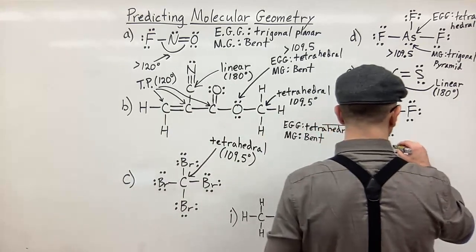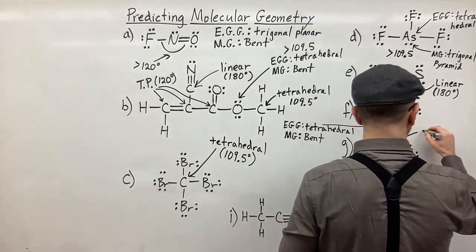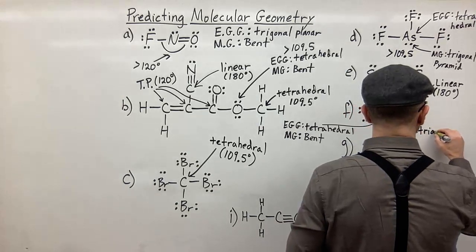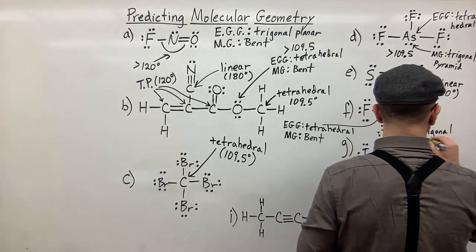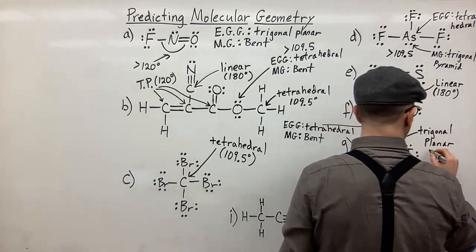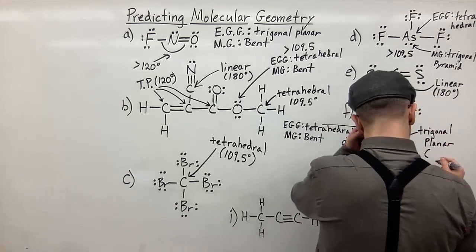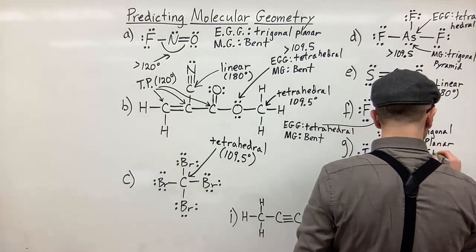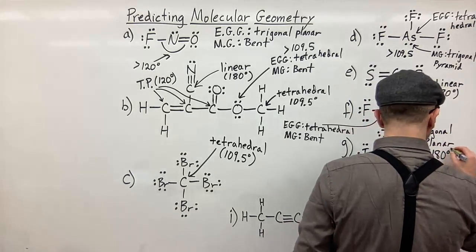So here, it's going to be trigonal planar, and the, what do you call it? The bond angle is going to be 180 degrees.